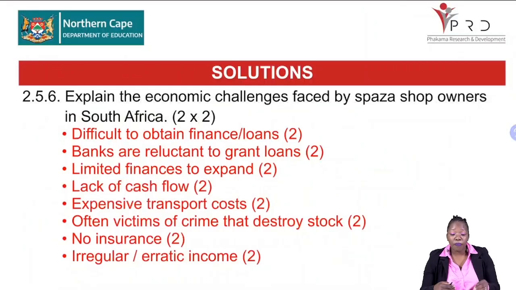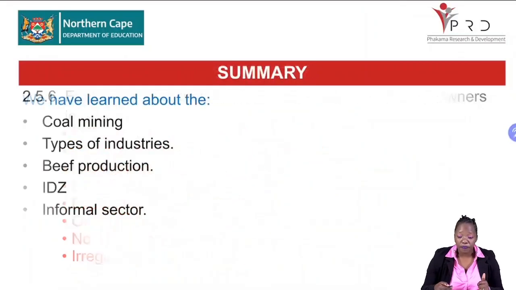Again, it comes to a point whereby they are only depending on people who are coming to buy on that particular day. So they cannot say every day they are guaranteed that they will be able to make 500 rand or 1,000 rand, because it depends on how many people bought from them on that day.